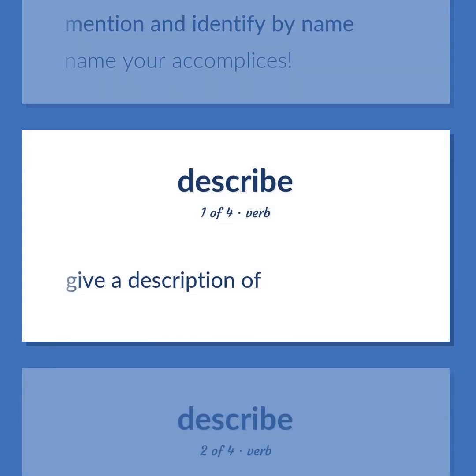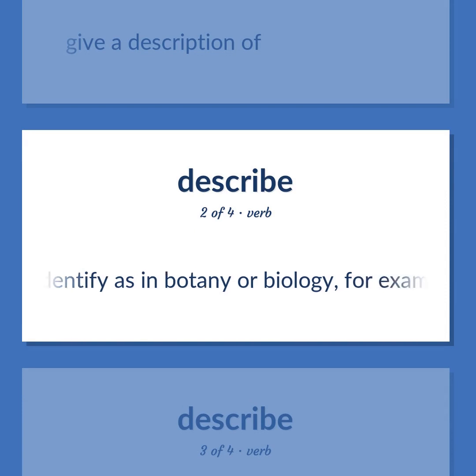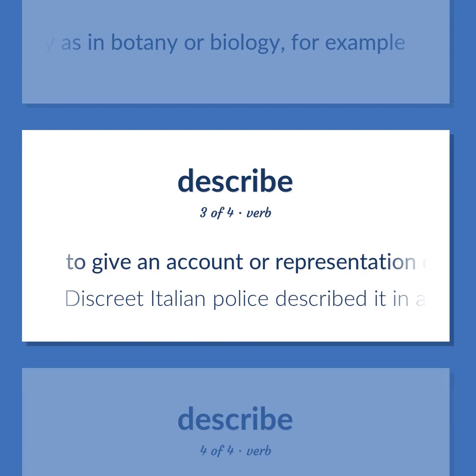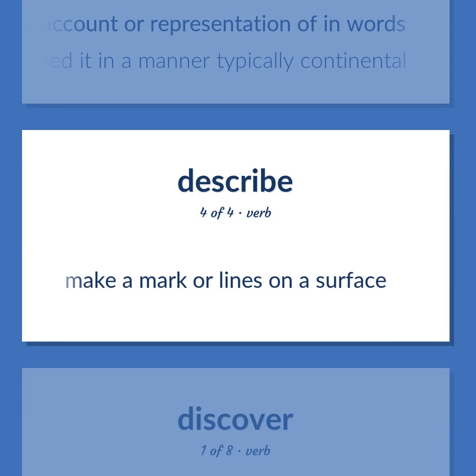Give a description of. Identify as in botany or biology, for example. To give an account or representation of in words. Discreet Italian police described it in a manner typically continental. Make a mark or lines on a surface.